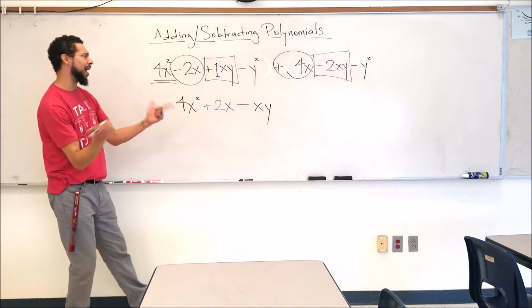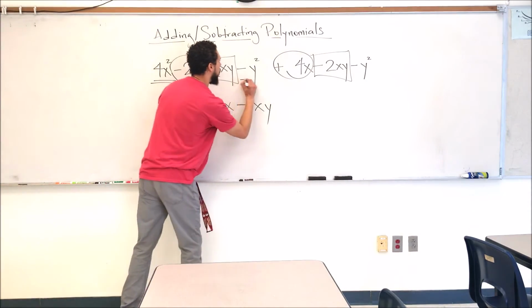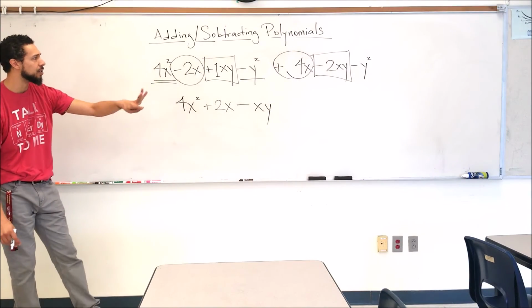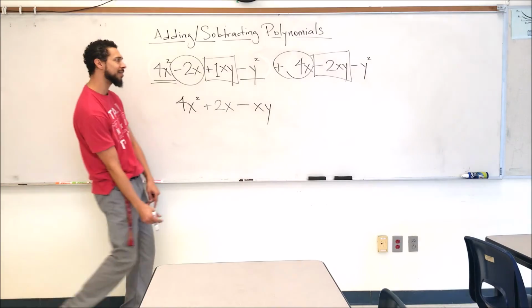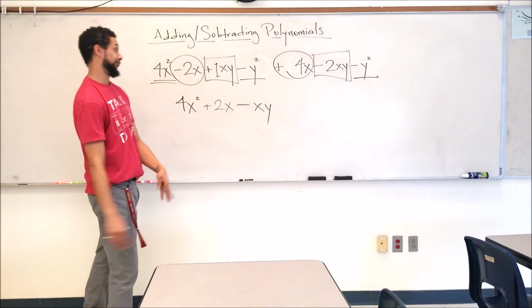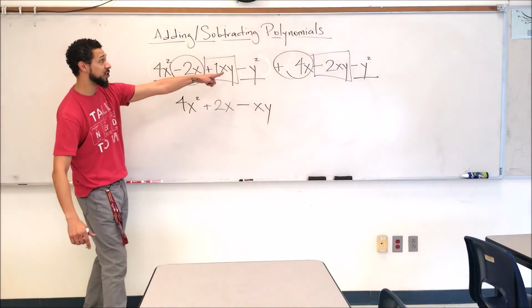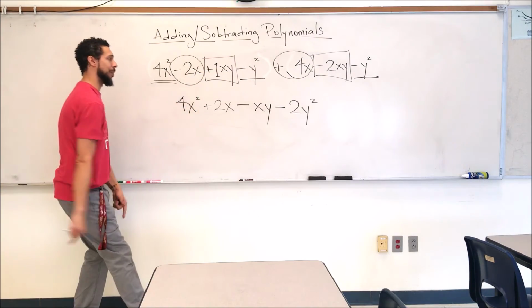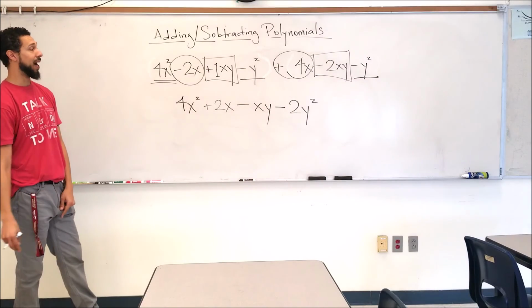And now last but not least, I have a y squared. Are there any other y squareds to combine this one with? I see one, right there at the end. Let's put them together. -1 and -1, when I combine them together, make -2y squared.